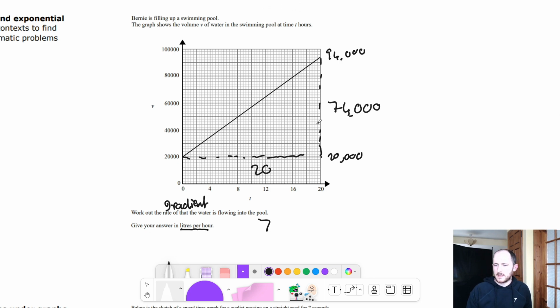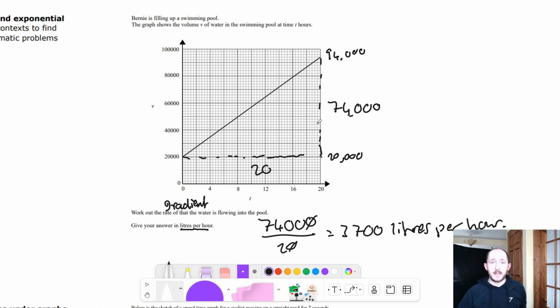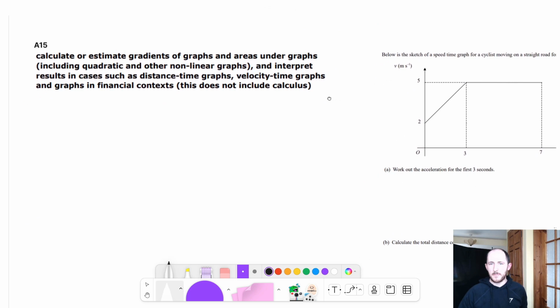Then you're just going to do 74,000 divided by 20, so cross off a 0 and halve it, so that'd be 3,700 litres per hour. And the other thing you should look for is whether or not it's positive or negative. Since the graph is going up, it's going to be a positive value.